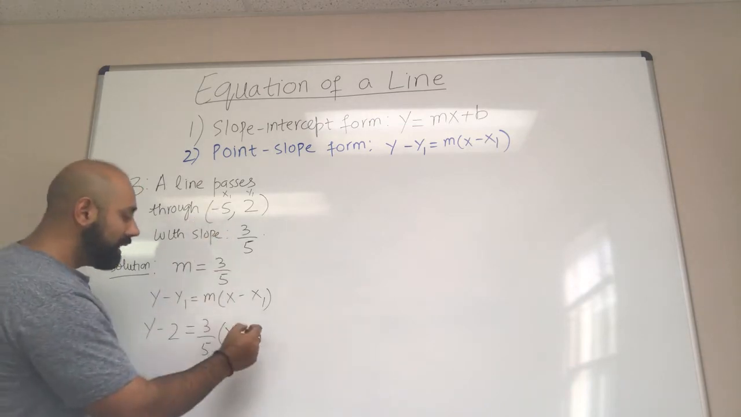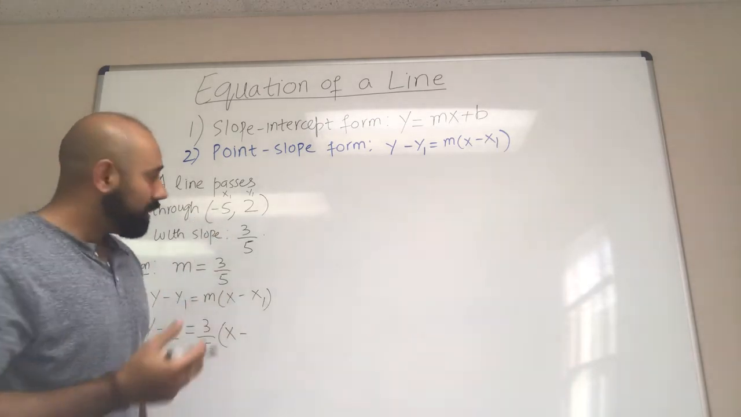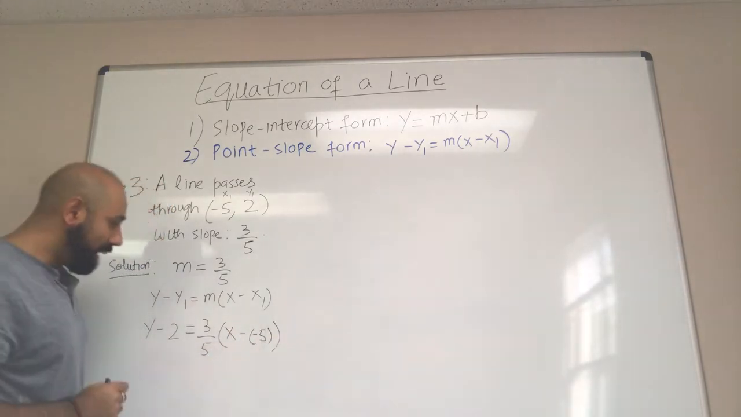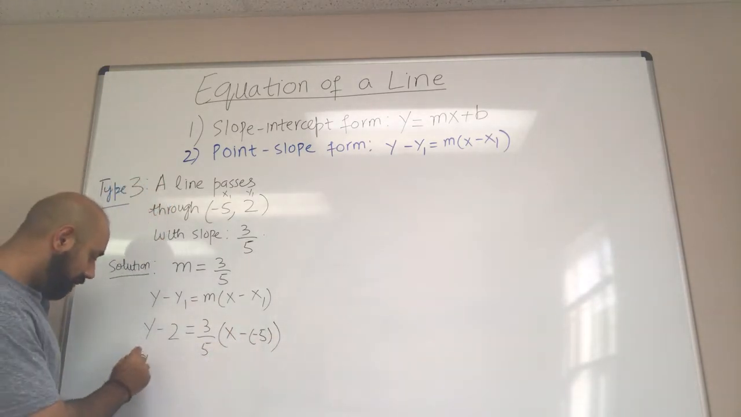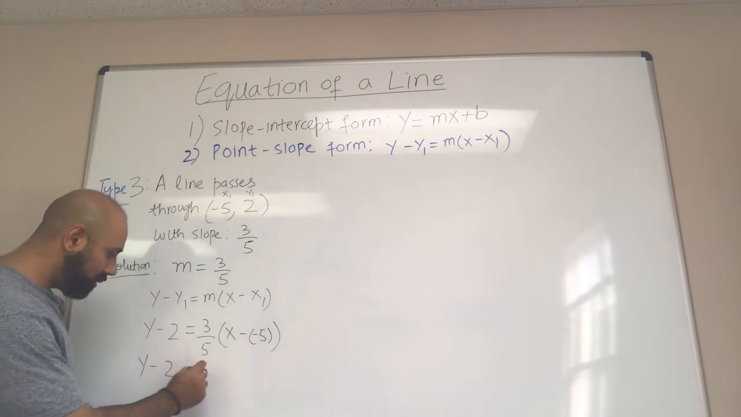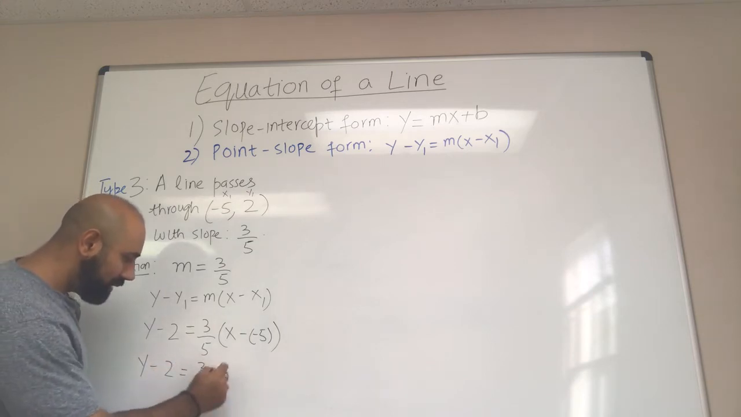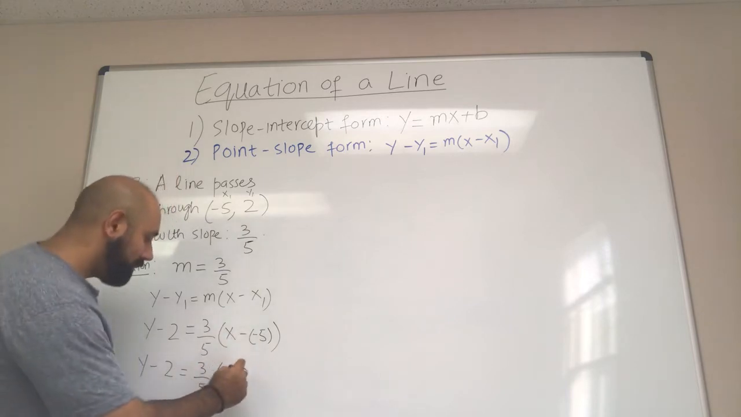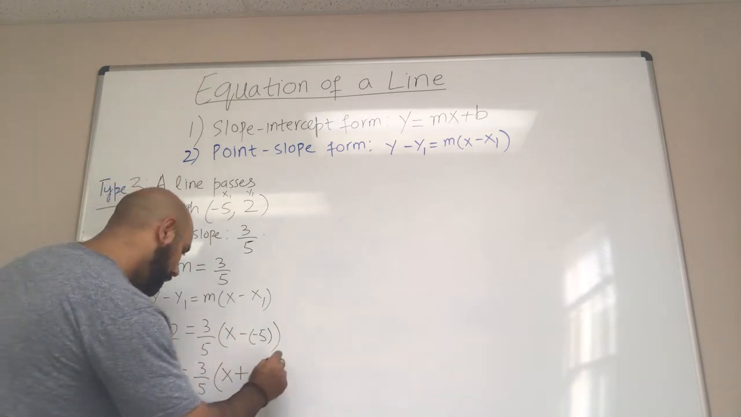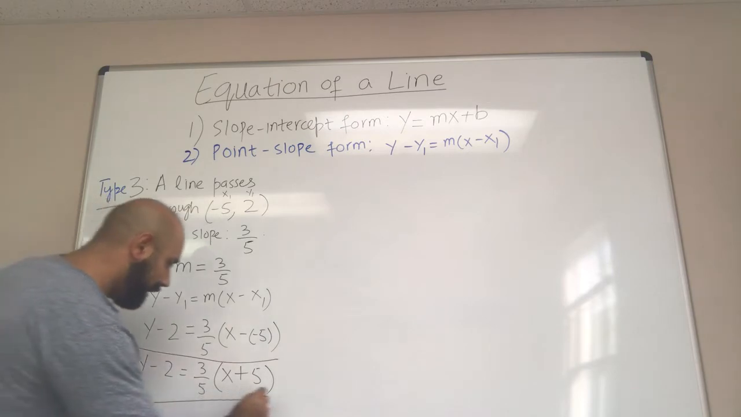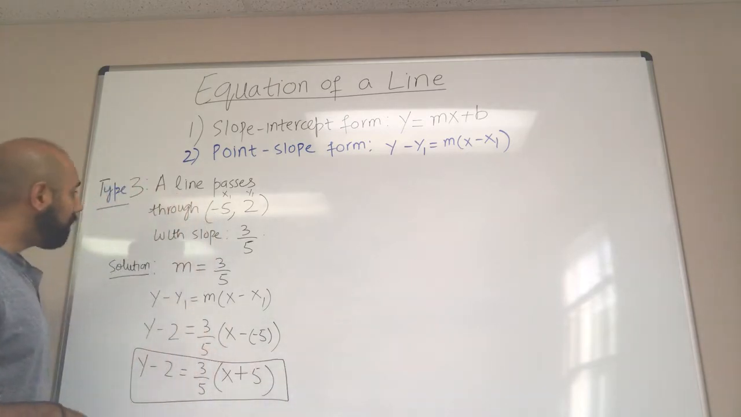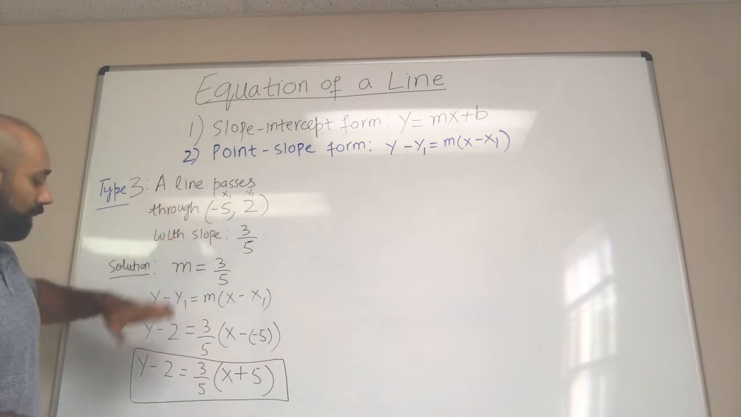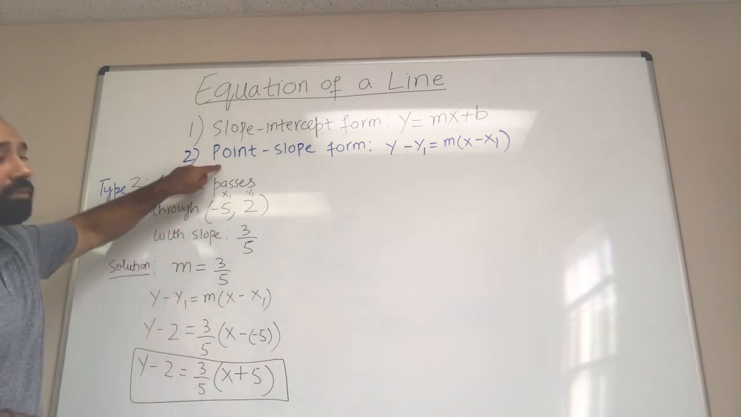Again, x1 is -5. Whenever you are working with negative numbers, make sure you put them in parentheses. They have to be treated with respect. So moving on, it's y minus 2 equals, and we can simplify a little bit. So it's x plus 5, because a negative times a negative becomes positive. So this is going to be my equation of this line through this point and with this slope. Here it is expressed in point slope form.